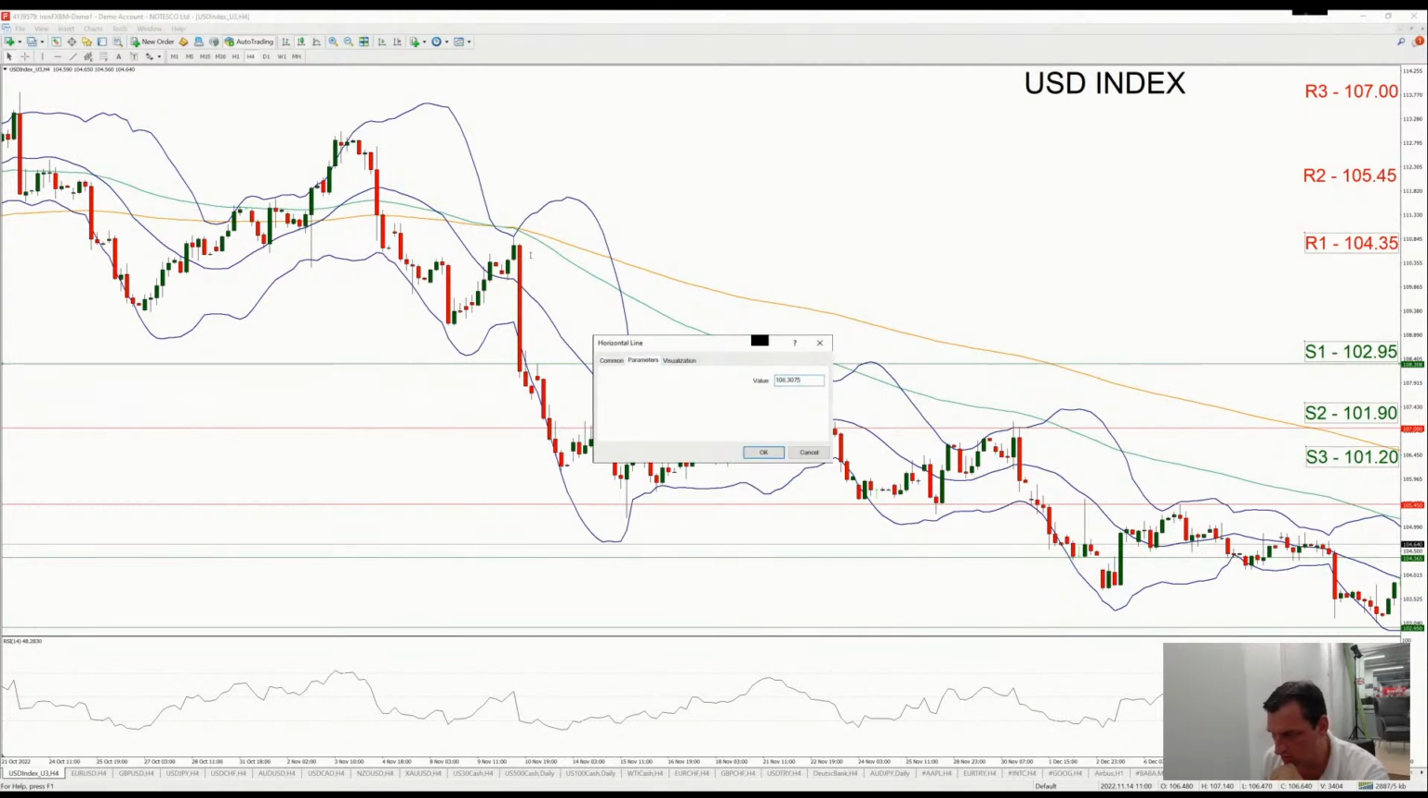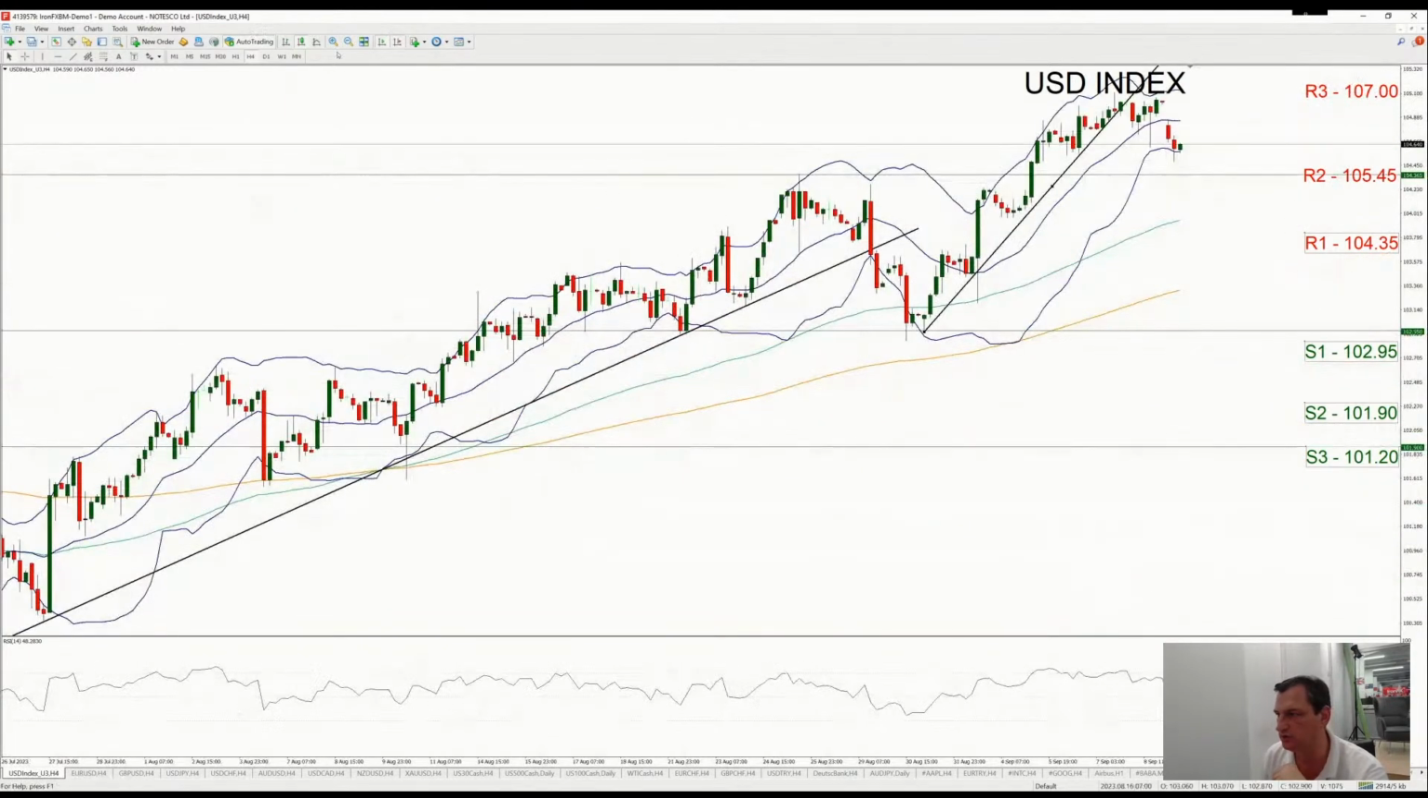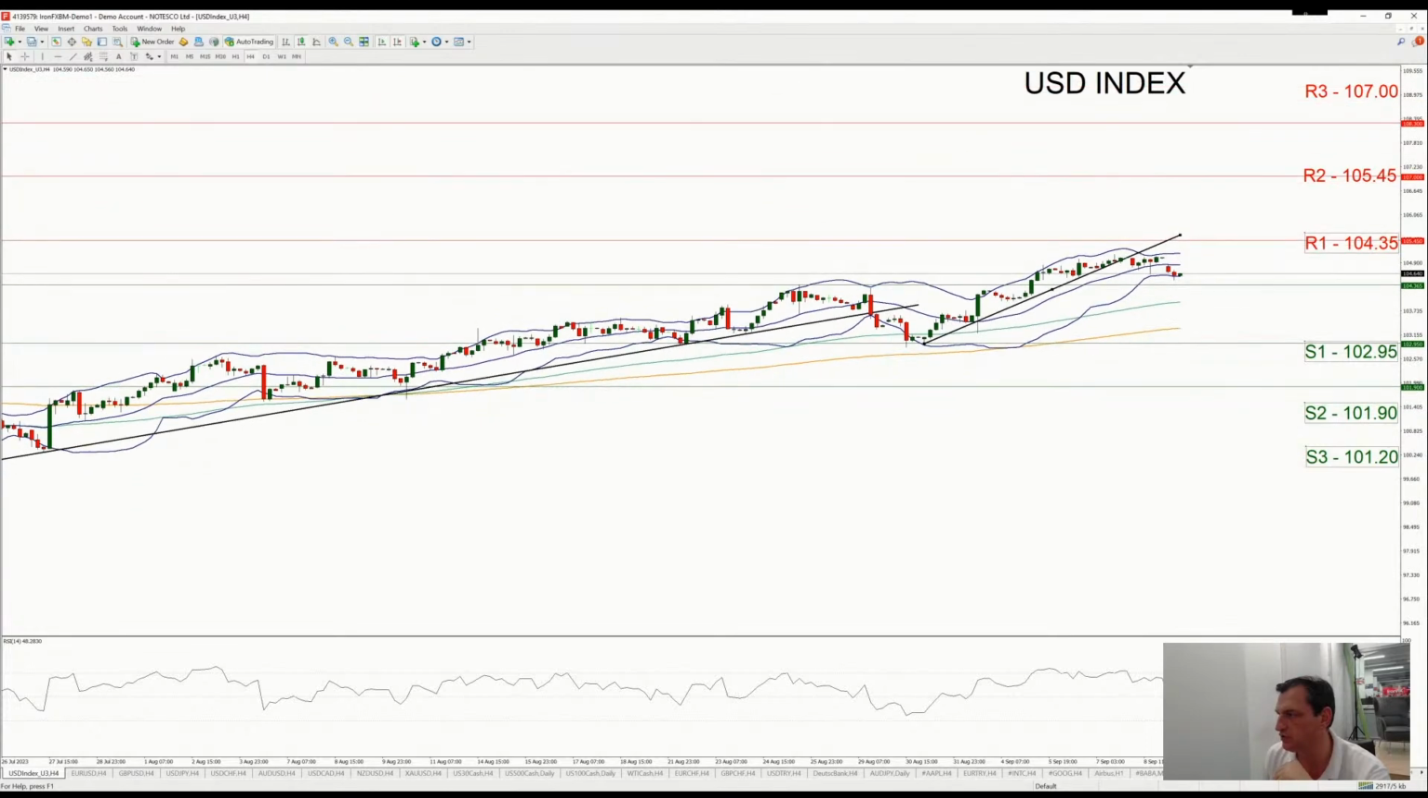The 108.30. Readjusting the chart. Let's correct the labels.